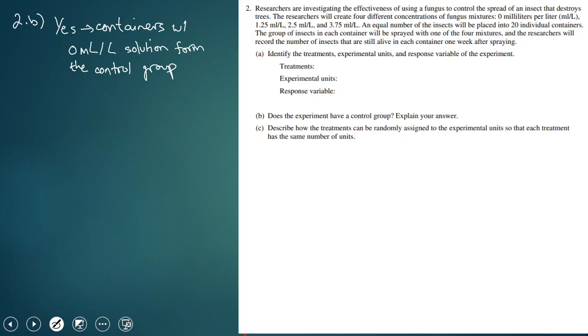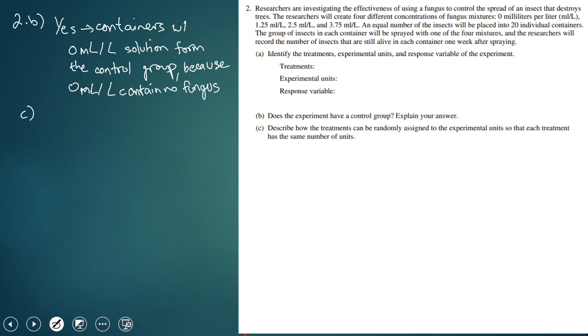Okay, that was part B. It was fairly easy. Also, I know this is a little bit counterintuitive to what I just said, but when it says explain your answer, it again doesn't necessarily mean you have to write a paragraph. So for this case, it was just a very simple sentence. Yes, there is, because containers with 0 milliliters per liter solution form the control group. I should probably say because 0 ml per liter contain no fungus. Yeah, so that would be a complete response.